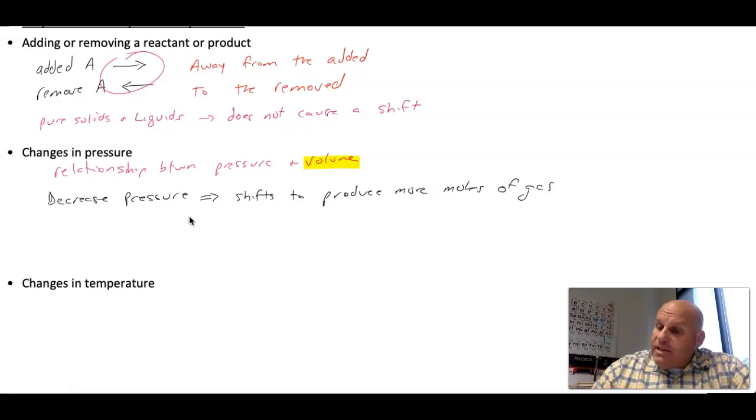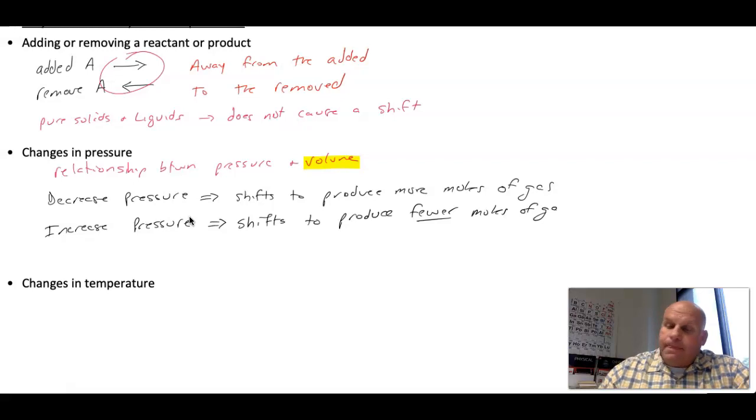Just the opposite, if I increase pressure, the system has to alleviate that pressure increase. How's it going to do that? It's going to produce fewer moles of gas. So it's going to shift to produce fewer moles of gas. All right, we will see that example here in a minute.